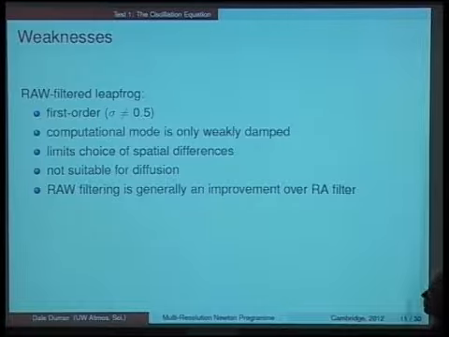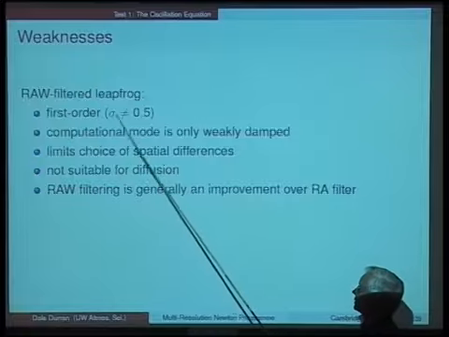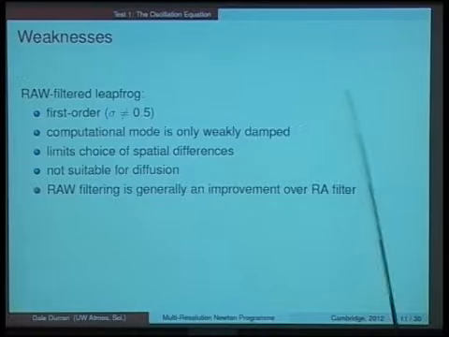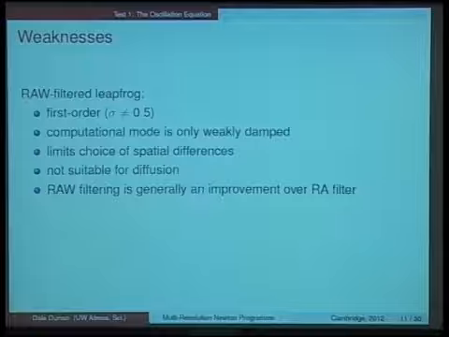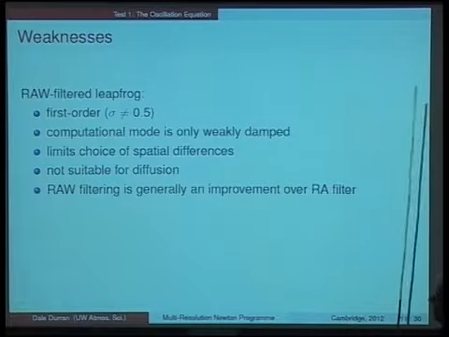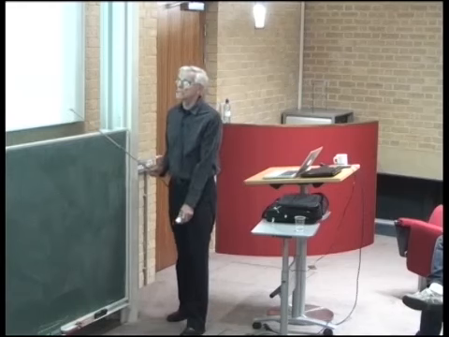So the weaknesses of all this: well, the RAW filtered leapfrog, or the RA leapfrog, or whatever, is first order unless we choose this one particular value of the RAW filter. The computational mode in any case is only weakly damped. It limits the choice of spatial differences. It's not suitable for diffusion at all. You have to take your diffusion as a forward time step over 2 delta t.